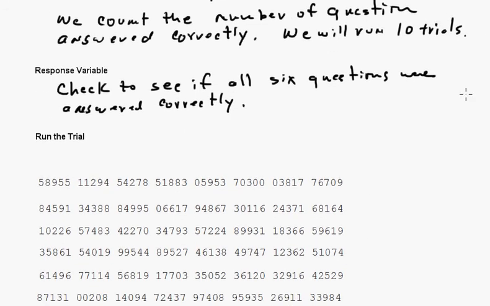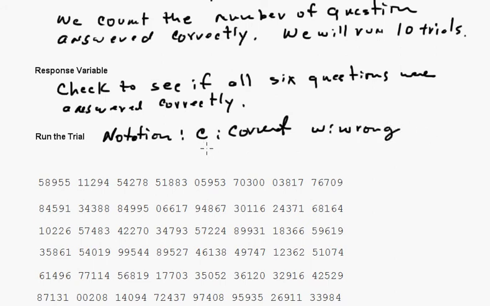Okay, so our notation, C for correct and W for wrong. You could say a slash or something and a circle if you wanted. You could do a circle for correct and a slash for wrong. So there's different ways of doing it. So let's start trial 1.